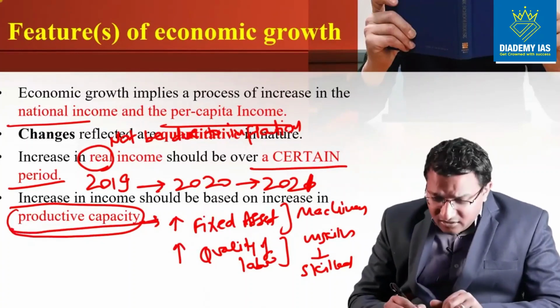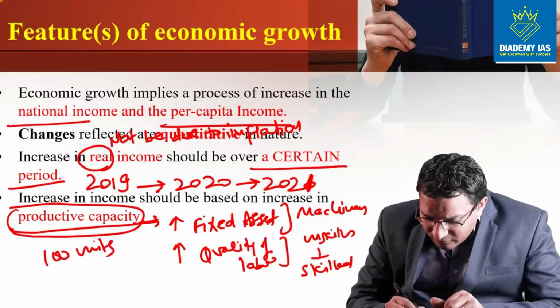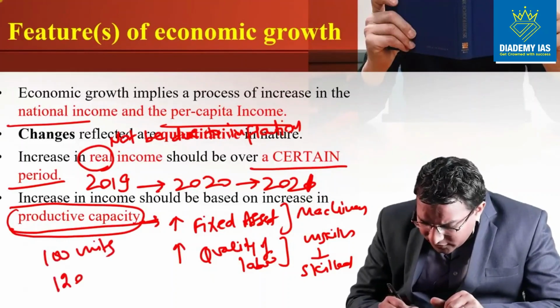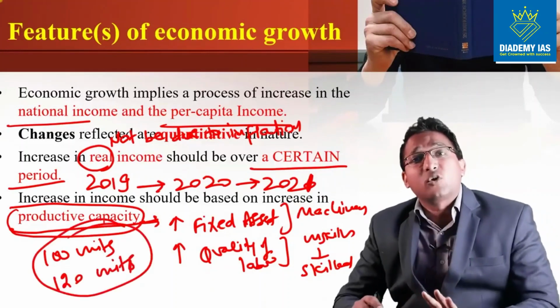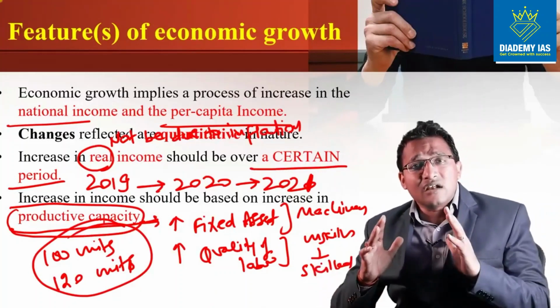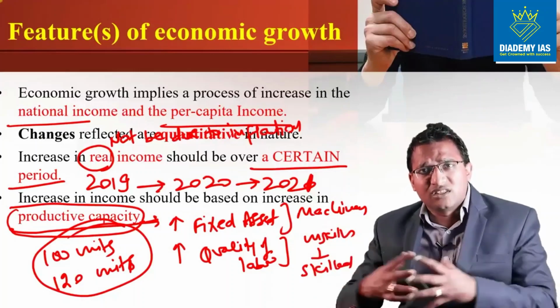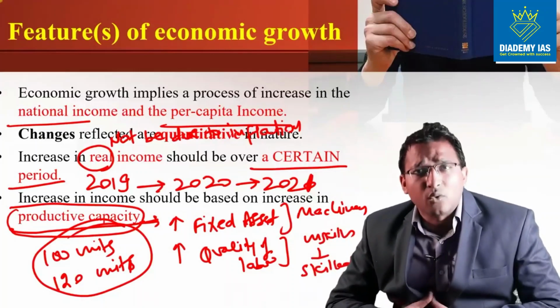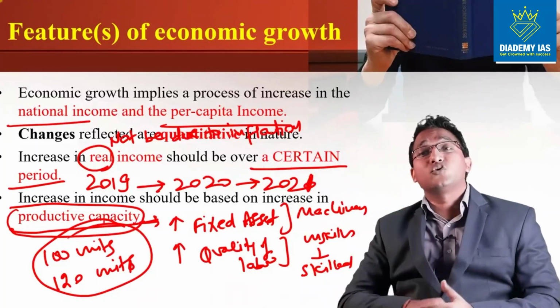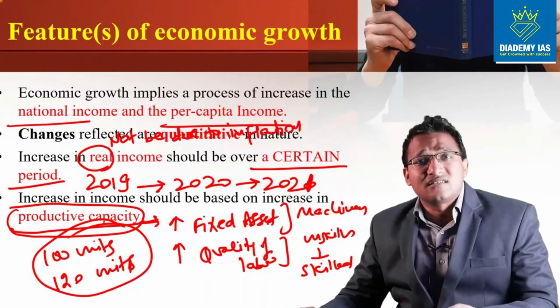So if earlier I was able to produce 100 units in the country, now I am able to produce 120 units, then in real terms this is economic growth. This economic growth cannot be temporary, right? A temporary or very short term fluctuation in the value of production will not be counted as economic growth. This economic growth has to be based on the production capacity. Then only we can say that this is sustainable economic growth.